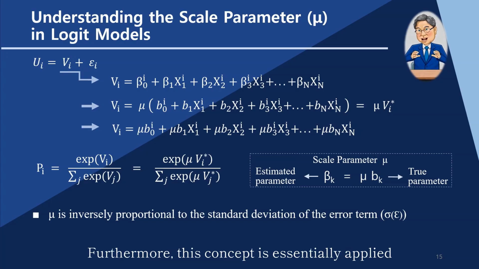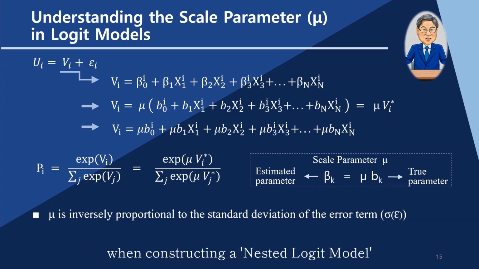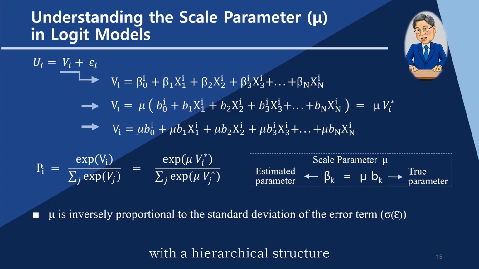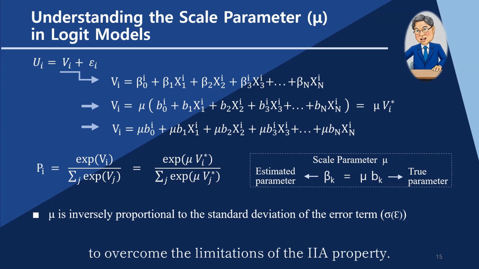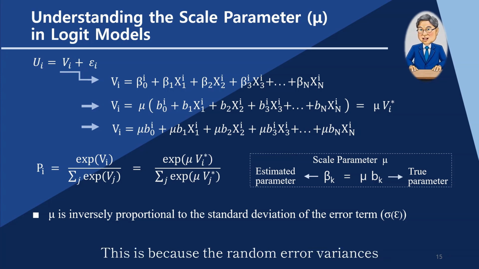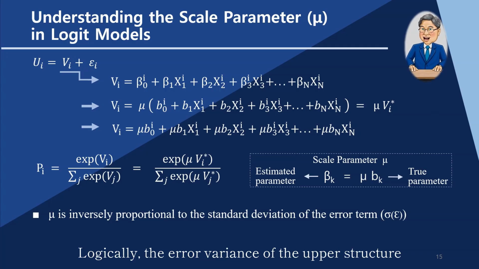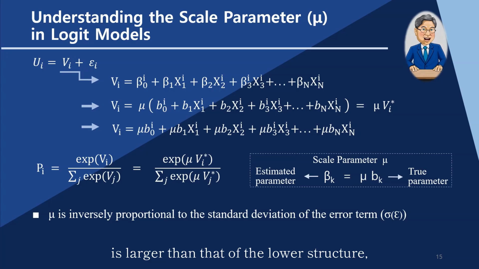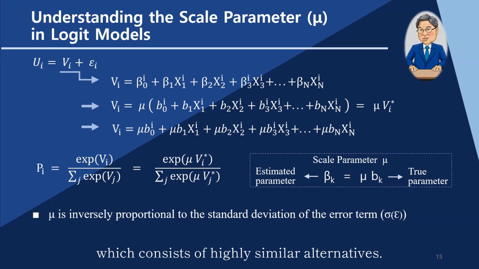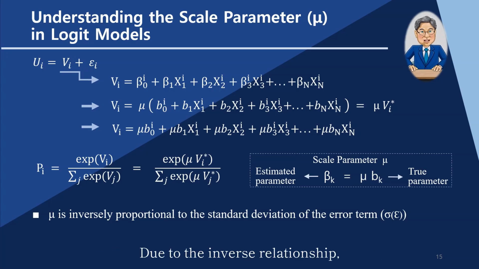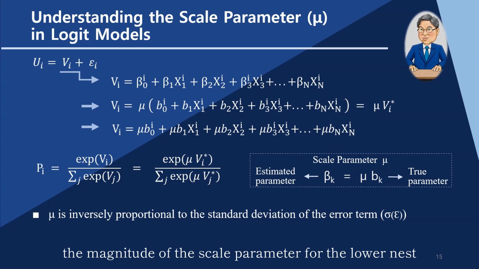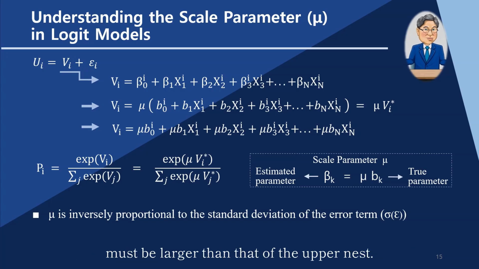Furthermore, this concept is essentially applied when constructing a nested Logit model with a hierarchical structure to overcome the limitations of the IIA property. This is because the random error variances differ between the upper level and the lower level nests. Logically, the error variance of the upper structure is larger than that of the lower structure, which consists of highly similar alternatives. Due to the inverse relationship, the magnitude of the scale parameter for the lower nest must be larger than that of the upper.